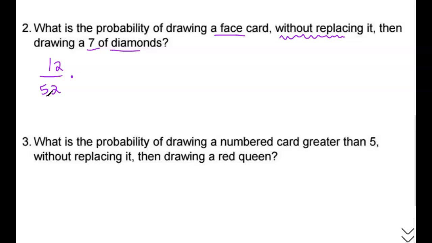Yeah, 3 times 4? 12. And then without replacing it. So we no longer have 52 in the deck. How many? 51. And then, well, how many 7 of diamonds is there? 2? 1? 2 or 1? 1.